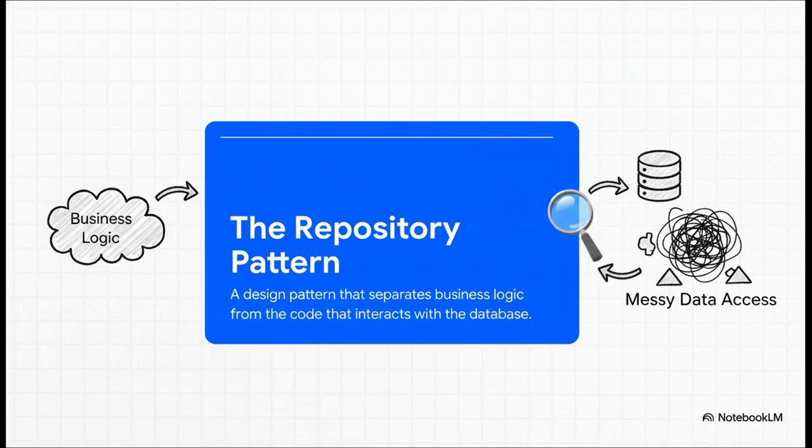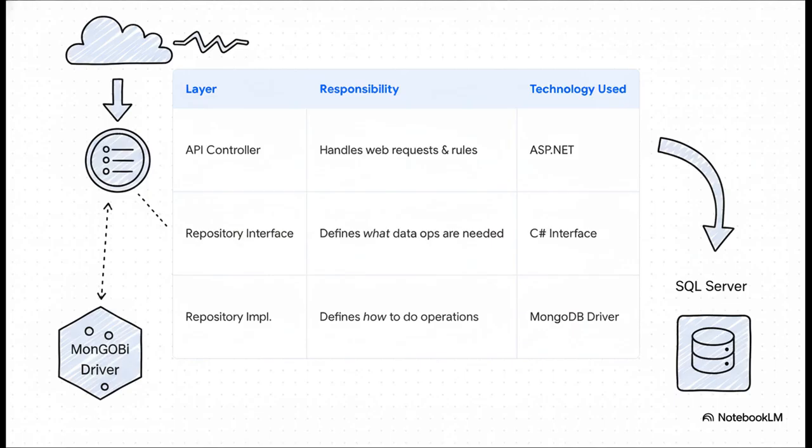So, to keep things clean, the developer used another classic design pattern, the repository pattern. You can think of it like a professional middleman. Your main business logic never talks directly to the database. That's messy. Instead, it just talks to the repository, and the repository handles all the nitty-gritty details of getting the data.